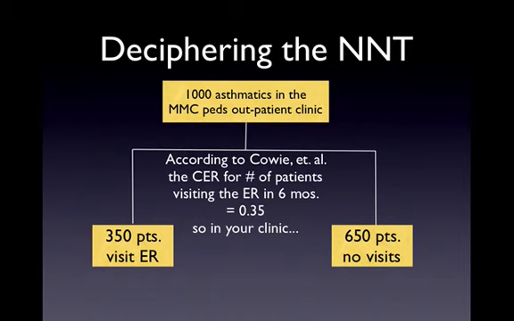Now, if the Maine Medical Center Pediatric Outpatient Clinic had 1,000 asthmatics in it, it doesn't, that's an awful lot of asthmatics, then according to the Cowie paper, the control event rate, which would be the event rate of any asthma clinic's patient population that visited the ER in 6 months, would be 0.35. So out of those 1,000 patients, if you multiplied by 0.35, you'd have 350 patients visiting the ER. And that meant that 650 patients wouldn't make a visit to the ER.